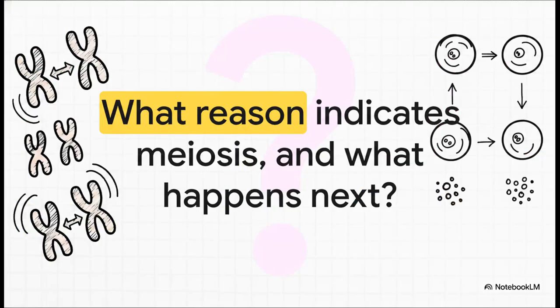Here's your first mock question. Based on diagram 1, state one visible reason indicating that meiosis is taking place, and then describe what takes place in the cell right after the phase shown in diagram 1. I'll give you a quick second to scan the image. Look really closely at what's happening to the chromosomes as they separate.